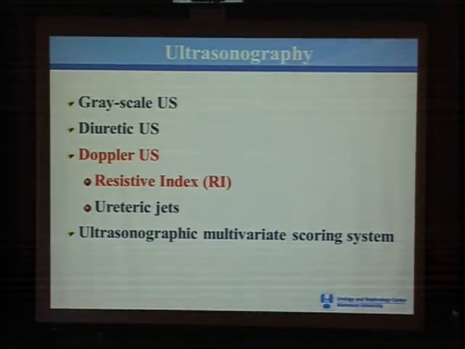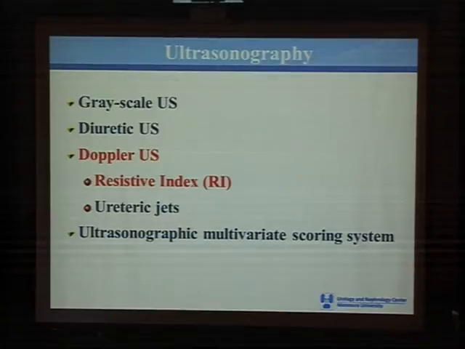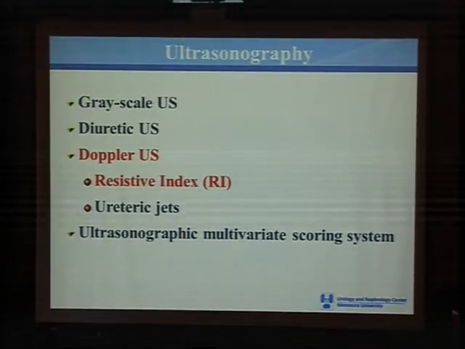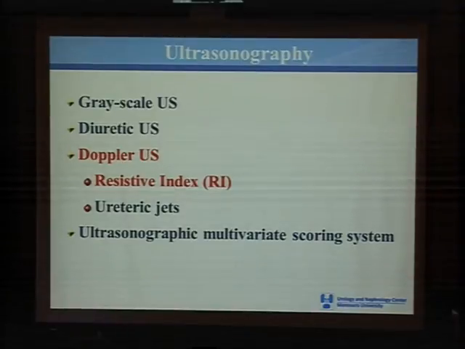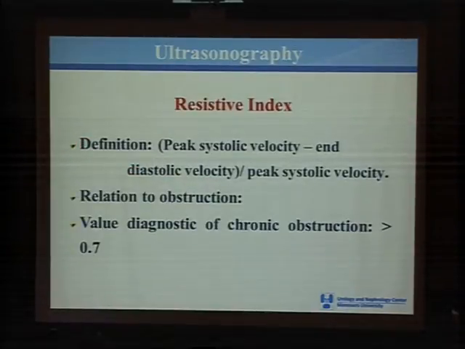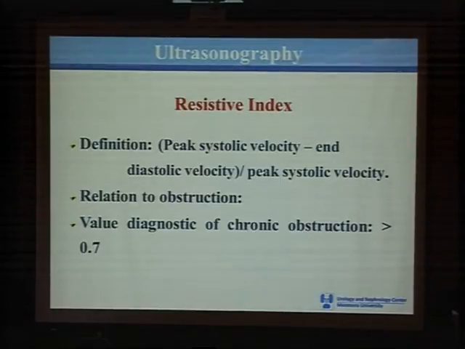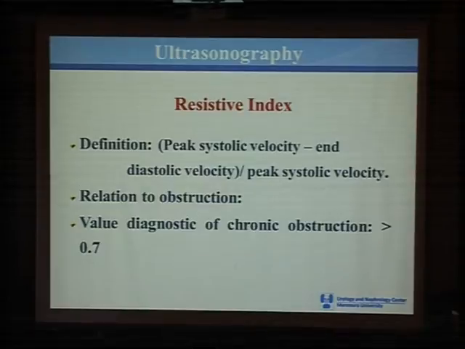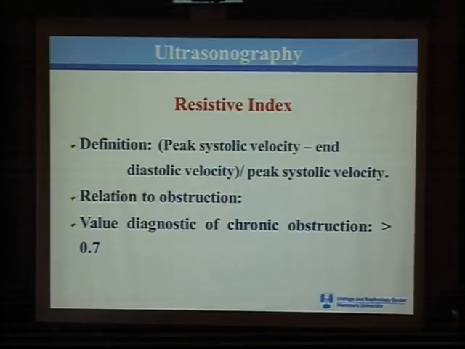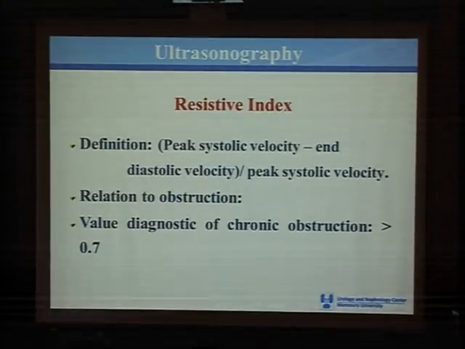There is another type of ultrasound, we call it Doppler ultrasound. The first item of the Doppler ultrasound is to measure what we call the renal resistive index. What is the renal resistive index? This is some sort of measurement of velocity of the blood inside the blood vessels, the interlobar arteries of the kidney.